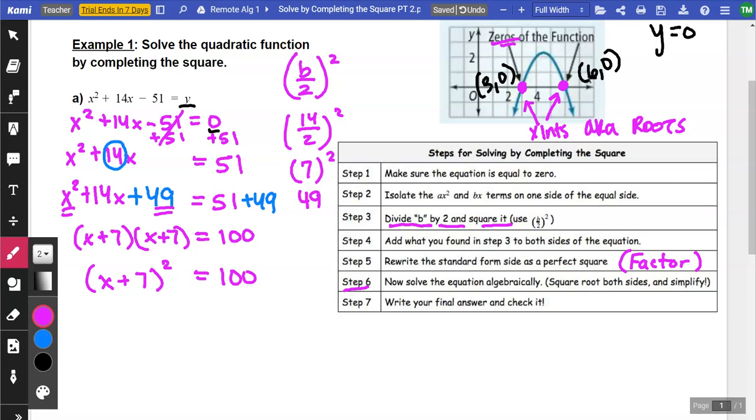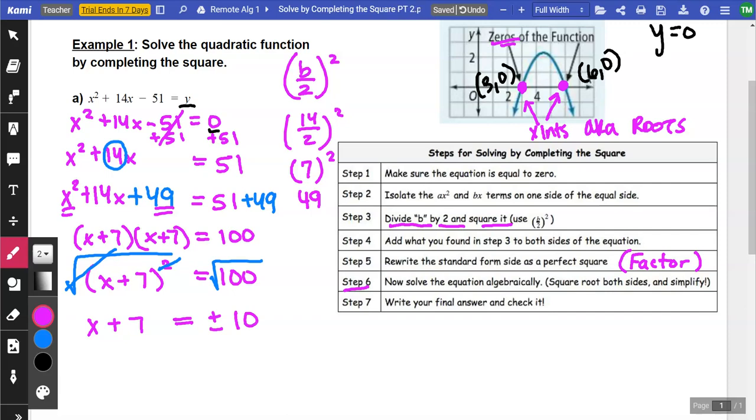Now we're ready for step 6. Now solve the equation algebraically. To do that, we need to square root both sides. So do you see how the x plus 7 is being squared here? To get the x out from being under the square, we need to do the opposite of squaring, which is square rooting. So the square root cancels the square. We're left with x plus 7 equals. Now, how many answers do we get when we square root something? We actually get 2. How do I show those 2 answers? I get positive or negative. And then what's the square root of 100? 10.